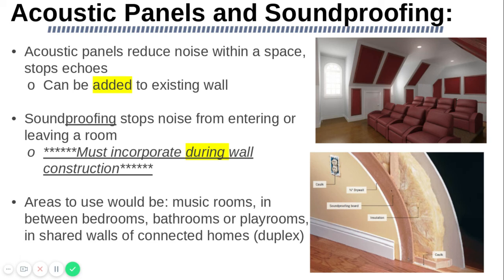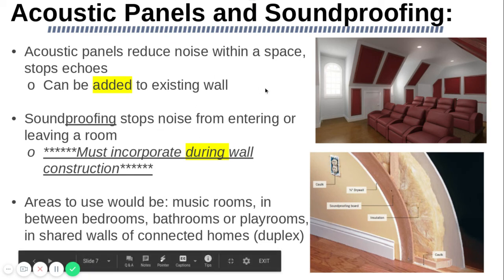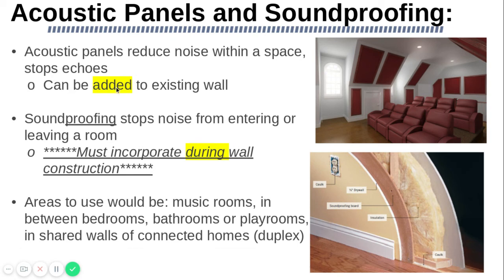It's a really good idea. So there's two things. There's acoustic panels, which is this, and there's soundproofing, which is this. And the difference here is acoustic panels you add after the fact. Like you converted a room to a movie theater like this, and you put these panels on the wall because the room is already built.